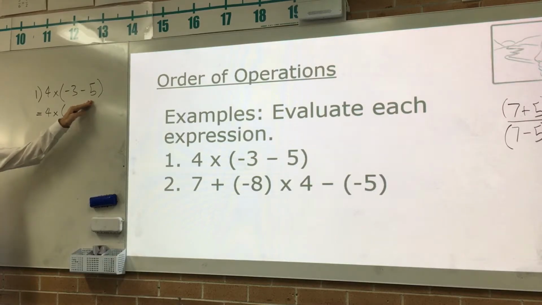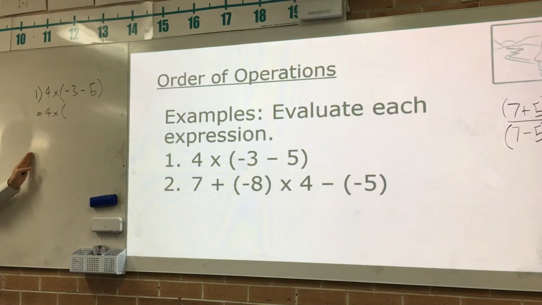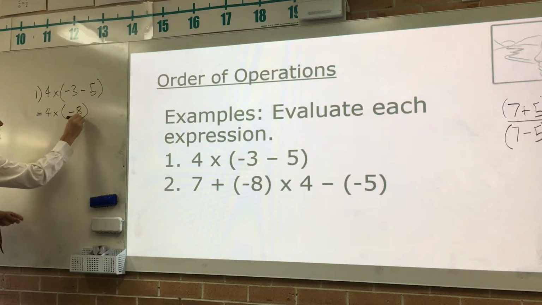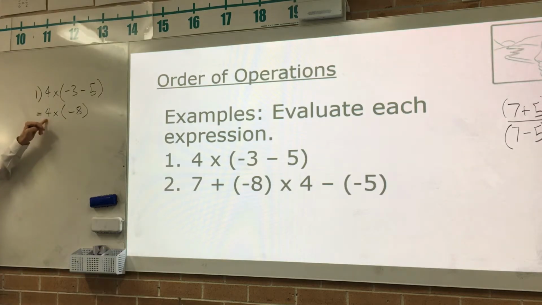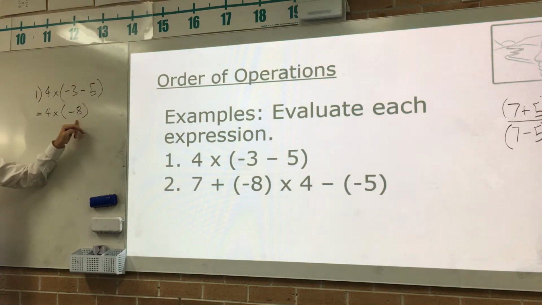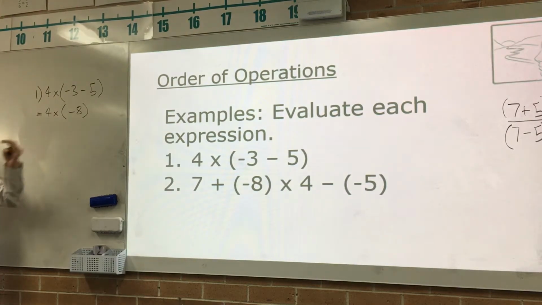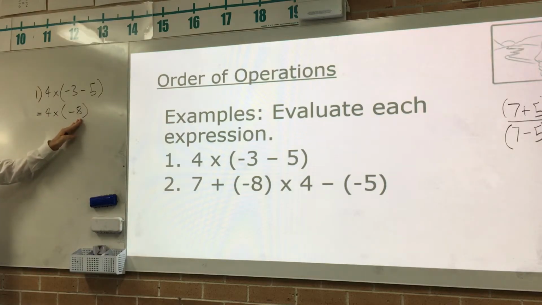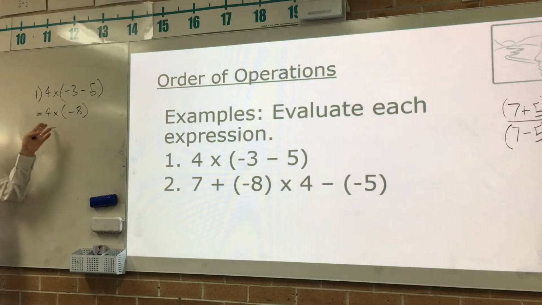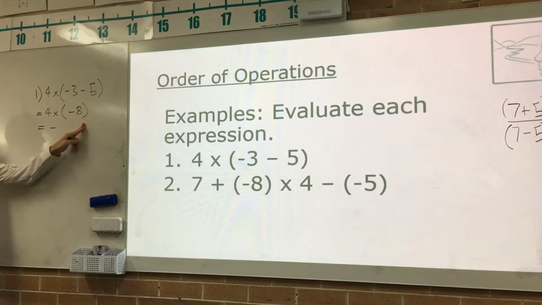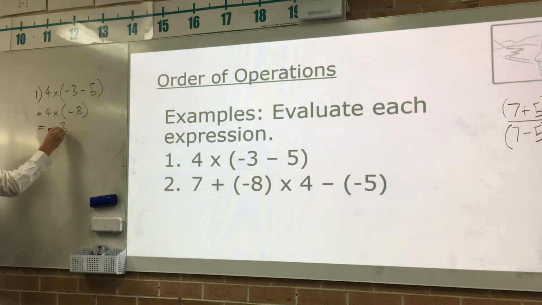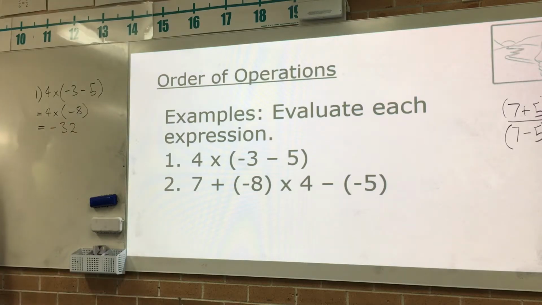I'm already at negative 3 on my number line, and then I'm taking another 5 away. Yes, negative 8. So I now have a positive multiplied by a negative. What must my answer be? If it's a positive multiplied by a negative, is my answer going to be positive or is it going to be negative? It is going to be negative, well done. And if it's 4 times 8, all right, so my answer will be negative. 4 times 8, what is 4 times 8? Negative 32. Yes, so our final answer is negative 32.